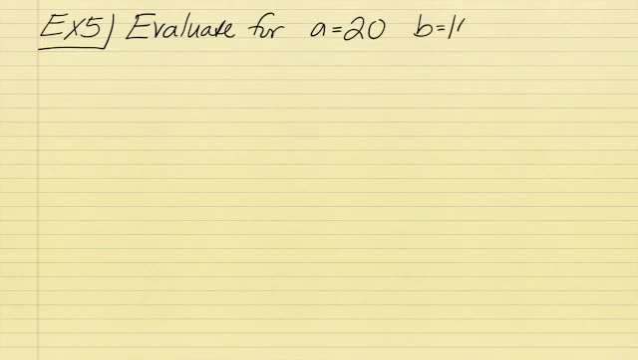So here's your instruction. Evaluate for A is going to be the number 20. You're going to have a B that's going to equal the number 10. And you're going to have C that's going to be the number 5. And here's the expression you have to work with. A plus B minus C. So hit pause on the video, do this on your own, and then hit play after you have your answer.